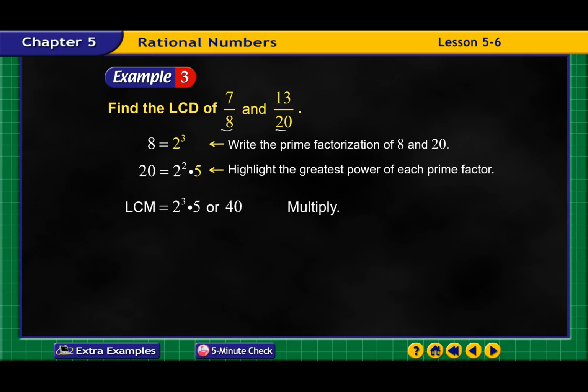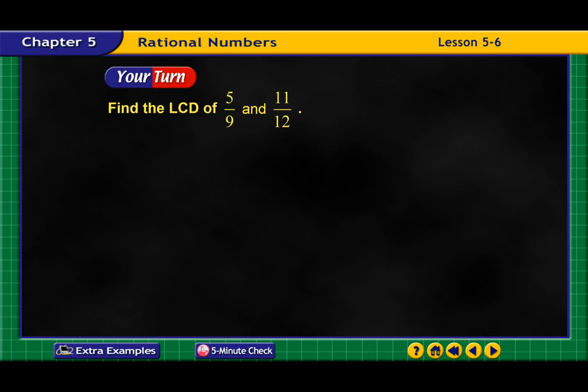So now I have to figure out what number times 8 equals 40, and what number times 20 equals 40? Oh, sorry, that's all they want. Never mind, that's as far as we go. Just find what the least common denominator of these two numbers is. So the least common denominator is 40, and that's where you stop for now. Pause this, give it a shot.